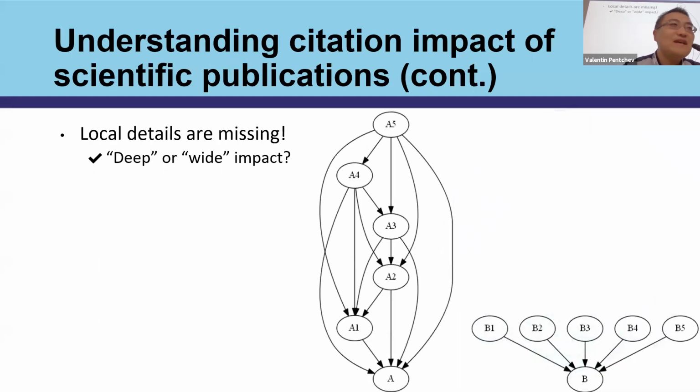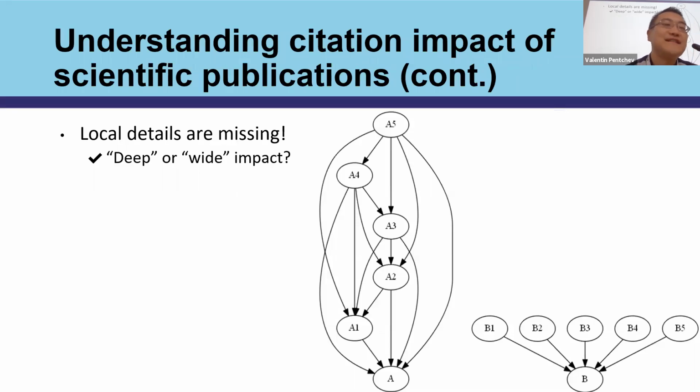However, these network-based measurements miss some local details. For instance, here we can show that both of the publications A and B receive 5 citations, namely A1 to A5 and B1 to B5. However, their citation impact should be different.